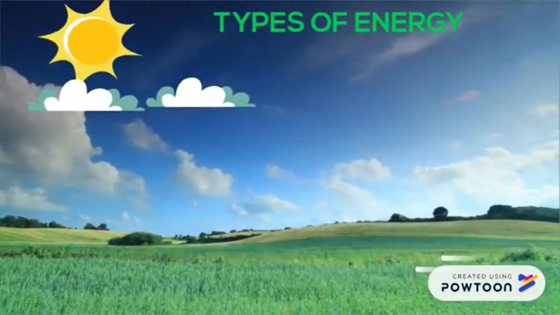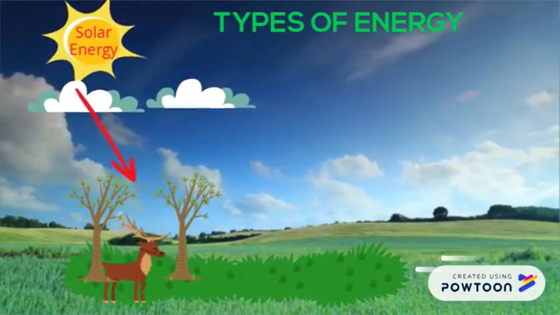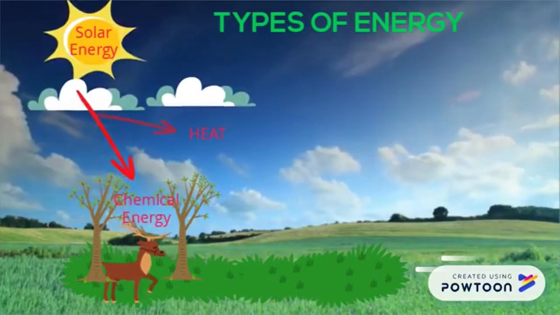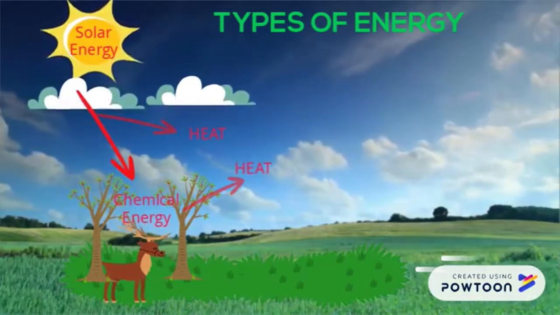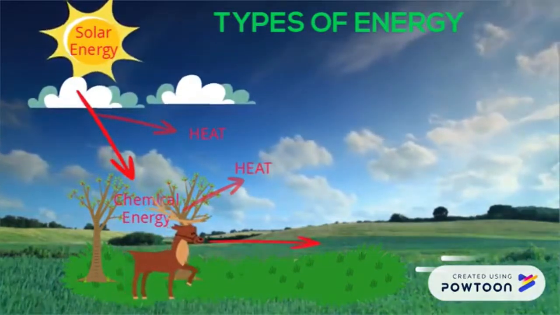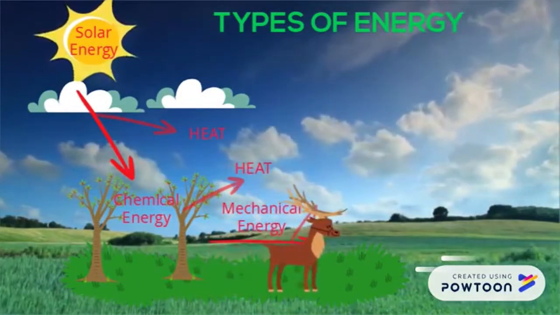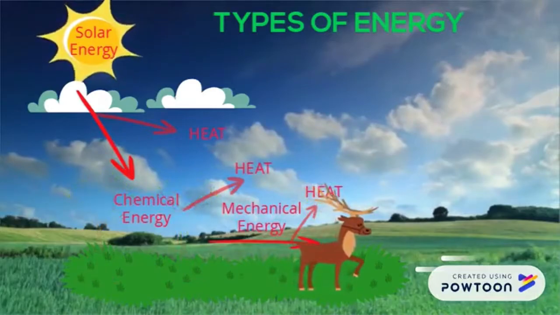Types of energy. The plants require solar energy from the sun. The animals get the chemical energy from the chemical bonds of the plant when they are eating it. When the animals move, it will produce mechanical energy. All the energy transformation will produce some heat.